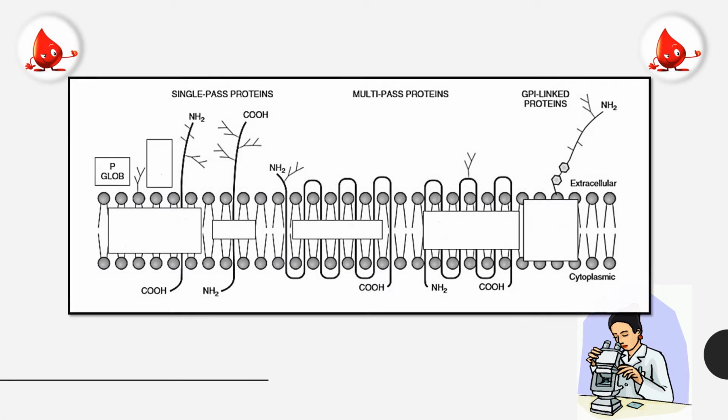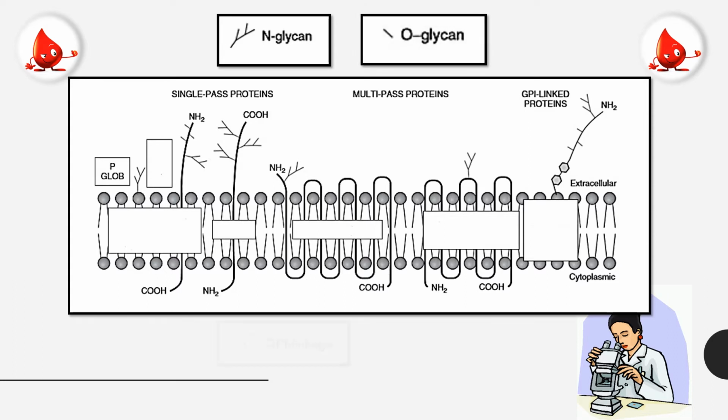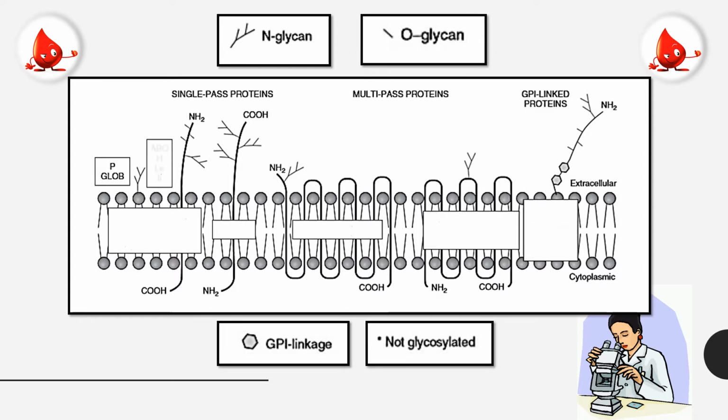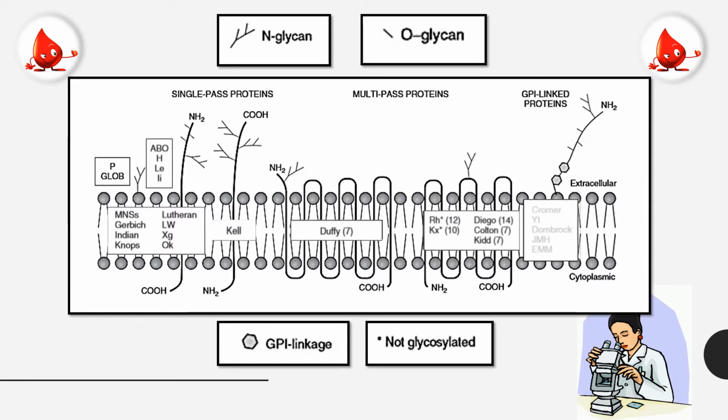Here is the diagram that depicts the membrane components that are known to carry blood group antigens. Some antigens are carbohydrates attached to lipids or to proteins. Some are protein, and some require both protein and carbohydrates. Although the blood group antigens do not themselves have a function, the molecules on which they are carried do.